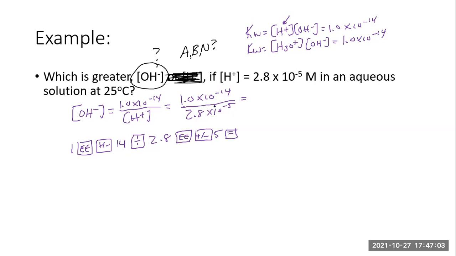And if we do that, we end up with 1 exponent button minus 14 divided by 2.8 exponent button minus 5. Looks like 3.6 times 10 to the minus 10 is the answer that we end up with. We do need to put molarity next to it since it is a concentration so that we have the proper units. First off, any questions on that calculation there?